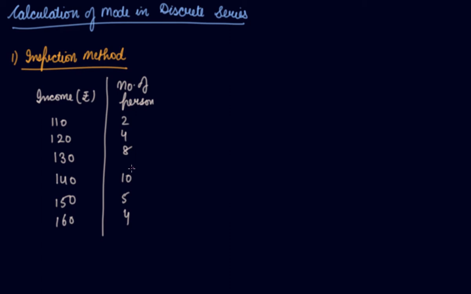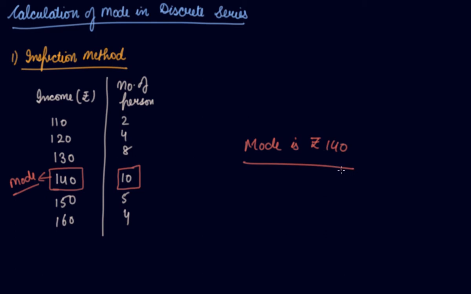Highest frequency is 10. So there are 10 persons who have the income of 140 and these are the highest. So highest frequency is 10, so this is your mode. This is the simple inspection method, that mode is rupees 140, your income value.